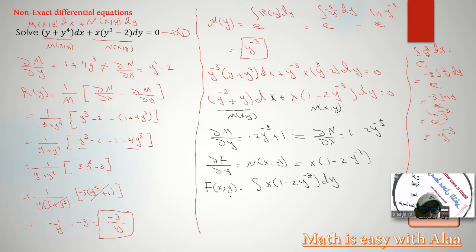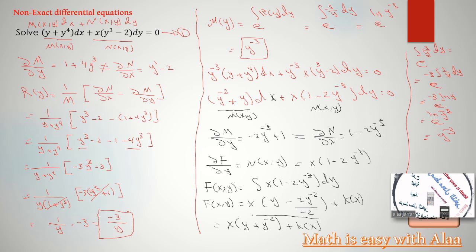Now the second side, how can we integrate x times 1 minus 2 times y to the minus 3 dy? We know that x is a constant. Now, how can we integrate 1 with respect to y? It will be y minus, and the integral of 2y to the power negative 3, it will be 2y to the negative 2 over negative 2, plus a constant, and this time I will make the constant a function of x. So if I simplify it, it will be x times y plus y to the power negative 2, plus k(x).